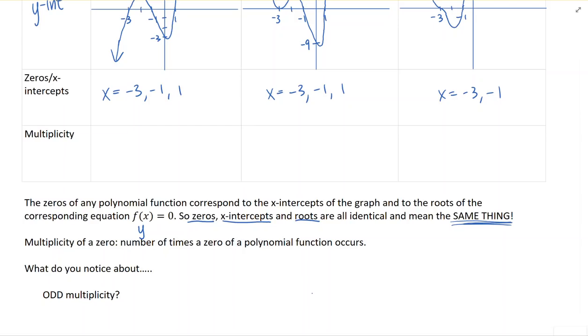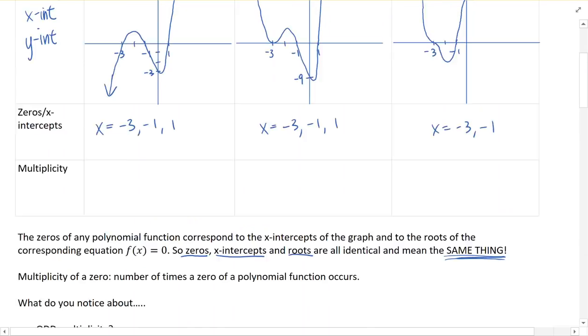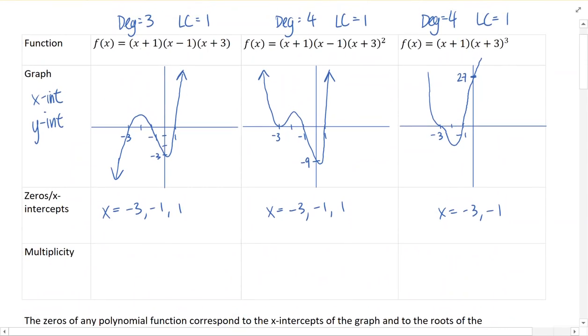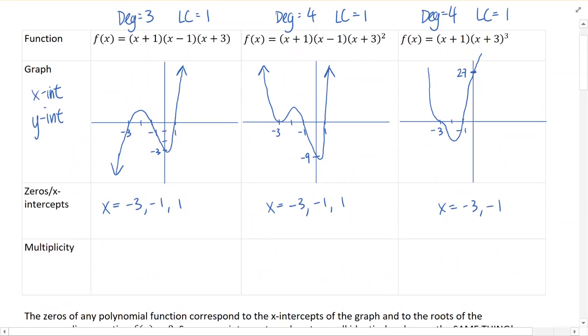Okay, so back to multiplicity. The multiplicity of a zero is the number of times a zero of a polynomial function occurs. So how many times does that zero, or what we call the factor, appear, right? As you can tell with the zeros, basically it comes from each of these brackets here. So once we set f(x) to 0, we just treat it kind of like we would with a quadratic equation. You'll just set each bracket to 0.